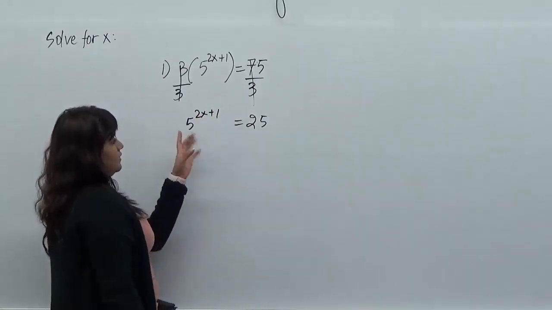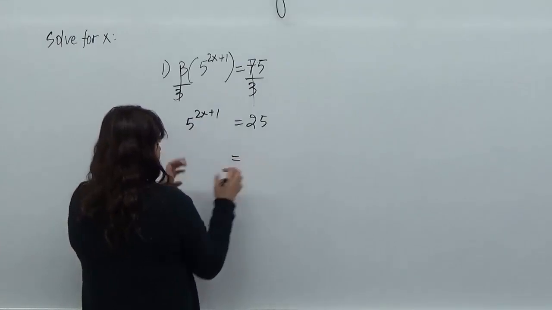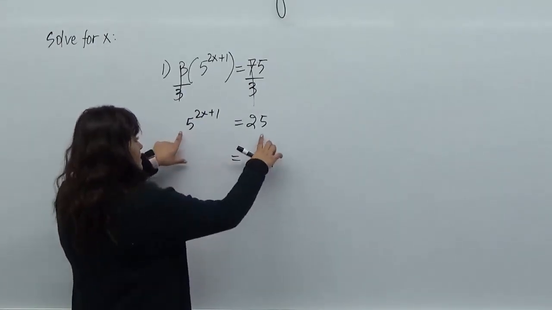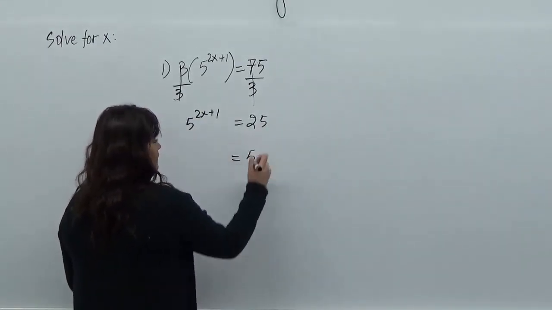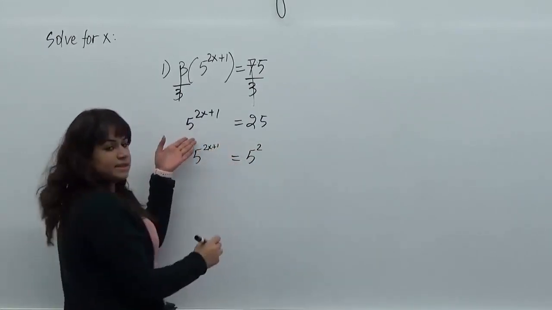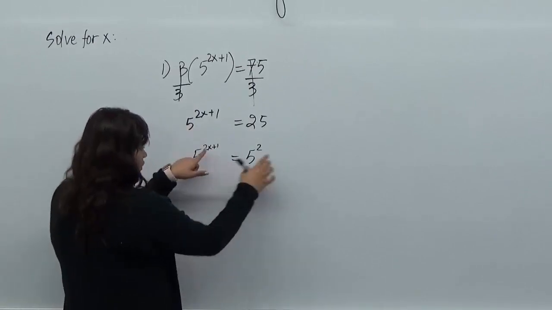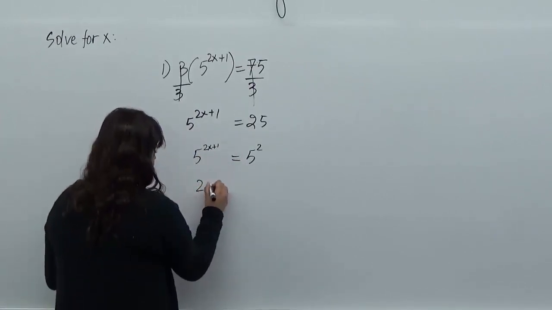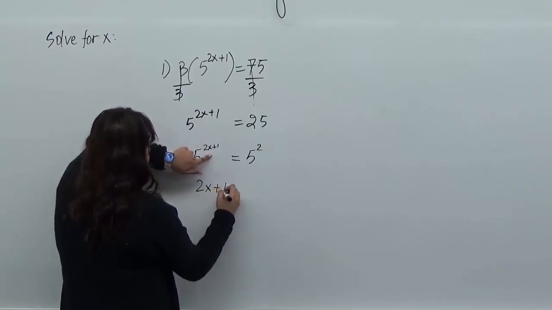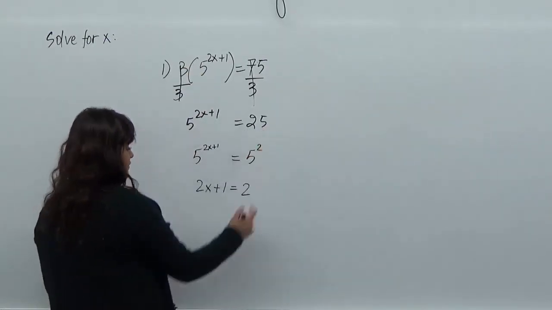Now, as you can see, 25 is a perfect square of 5. So I'm going to make our bases the same. In order for me to get my base the same, I'm going to rewrite 25 as 5 squared, and this side as 5 to the 2x plus 1, the same. I'm just copying the left side. So now my base is the same. I can actually solve for my exponents, which is going to give me 2x plus 1, the same from here, and this as 2, because 5 squared is 25.